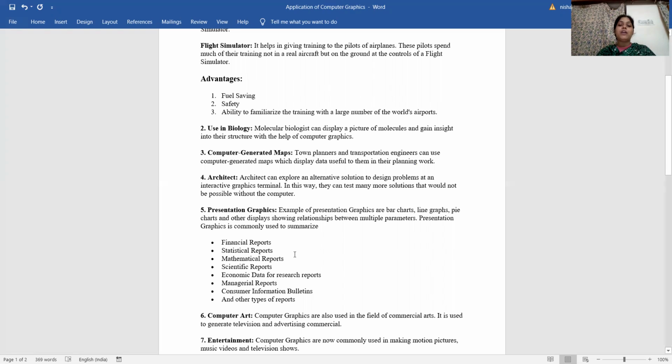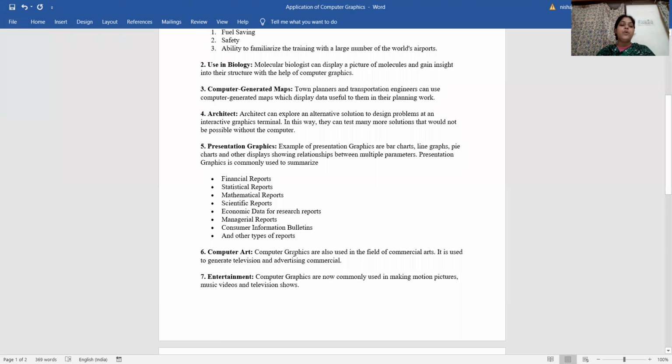Examples of presentation graphics are bar charts, line graphs, pie charts, and other displays showing the relationship between multiple parameters. Presentation graphics is commonly used to summarize financial reports, statistical reports, mathematical reports, scientific reports, economic data for research reports, managerial reports, consumer information bulletins, and other types of reports.